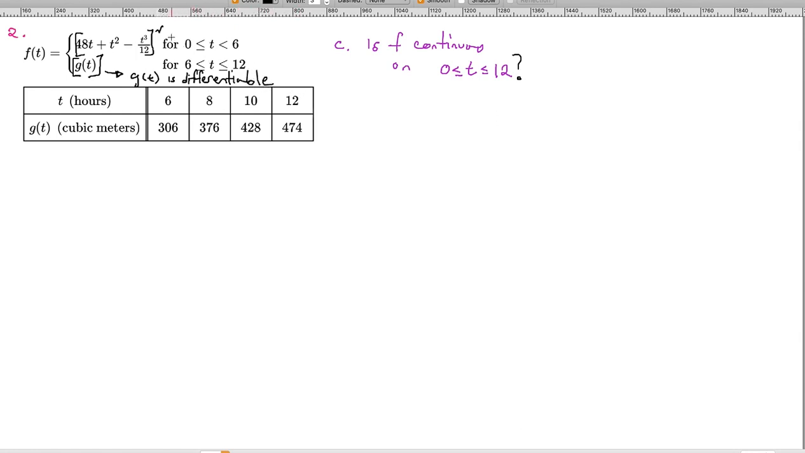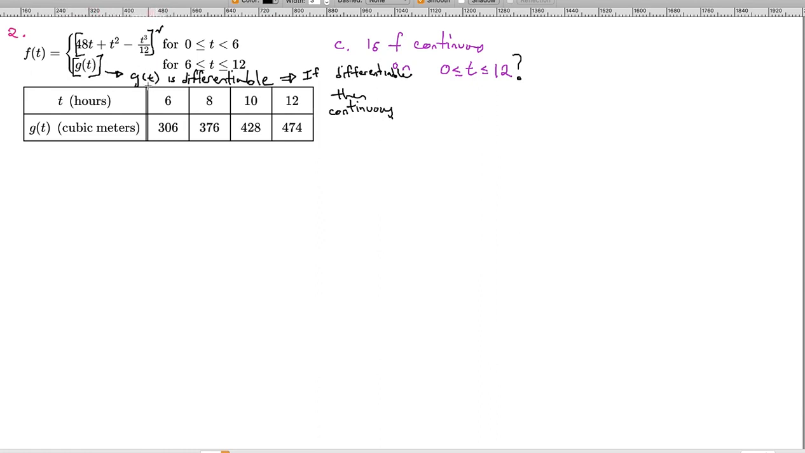It's differentiable where it's defined, from 6 to 12. Now, the rule is that if it's differentiable, then it's continuous. Now, the converse is not necessarily true. It's not that if it's continuous, then it's differentiable. That's not always true. But if it's differentiable, then you can guarantee that it's continuous. So g of t is continuous.